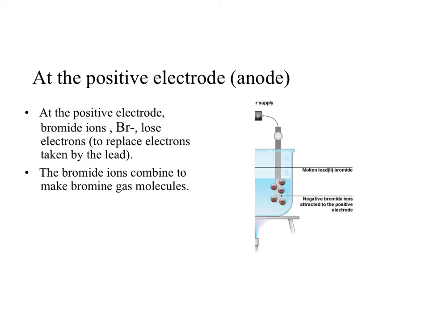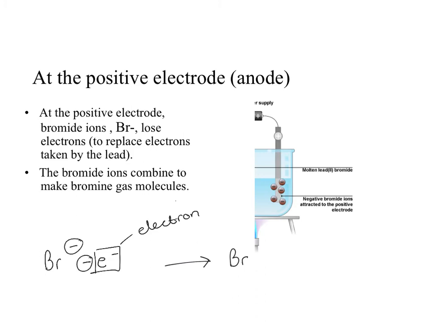And then the other side, at the positive electrode, bromine ions, Br, lose electrons to replace the electrons taken by lead. Bromide ions combine to make bromine gas. So you've got Br minus, and it needs to become the atom, which is Br. Exactly the same thing then. It's going to lose, because it's -1, lose 1 electron. Just keep that in a box, because that's just the charge for an electron. That's just a symbol for electron.